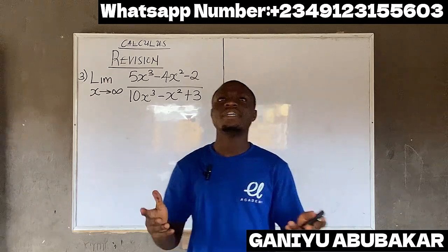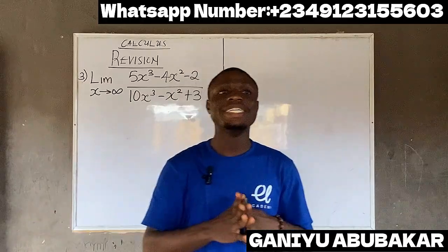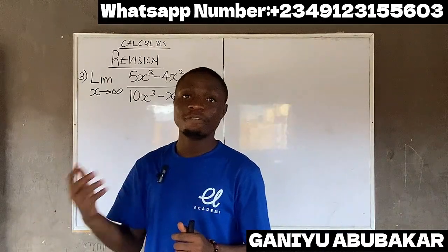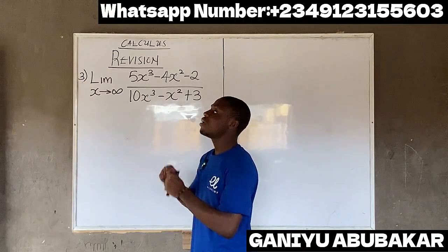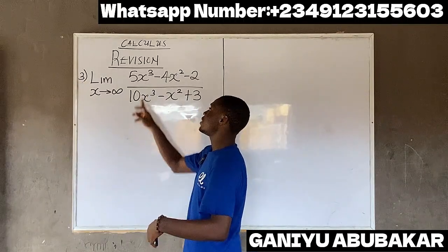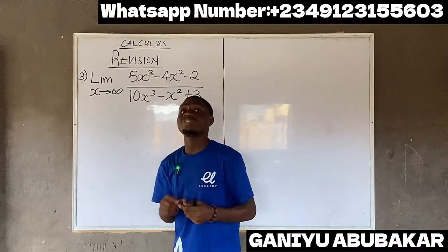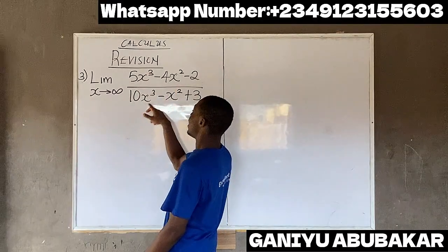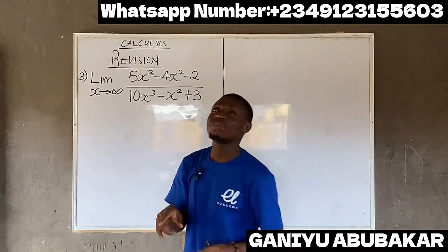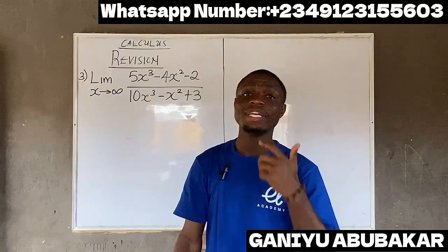For infinity, the first thing that should come to your mind is dividing through by the highest power of the variable. If you check this properly here, by variable I mean alphabet. What I'm saying here is x. So which x has, in quotes, the highest power? Obviously, x cubed is the highest power here. So I'll divide everything by the variable with the highest power.